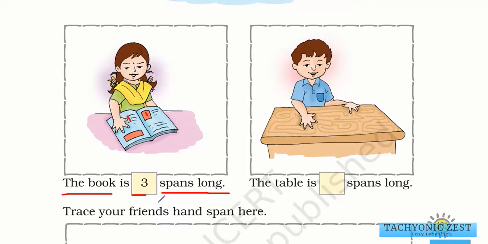You can do this exercise yourself. Take a book and tell me how many spans that book is, and try to measure it with your hand. That span should be from the tip of the thumb finger to the tip of the little finger. That is one span, and you have to count the total number of spans and tell me. So please do it as an exercise.